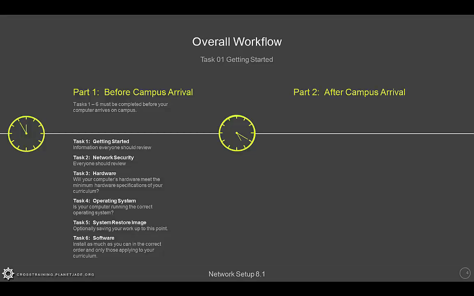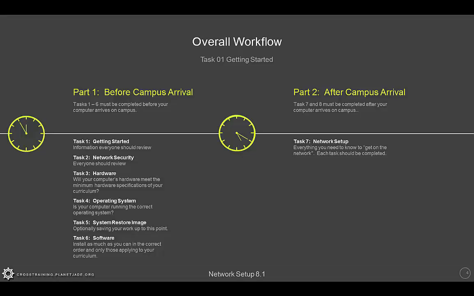Next we have Part 2, and this is after your computer has arrived to campus. And this involves Tasks 7 and 8. And you will not be able to complete Task 7 or 8 until your computer arrives on campus. So Task 7 covers the actual network setup, so everything you need to know on how to get on the network.